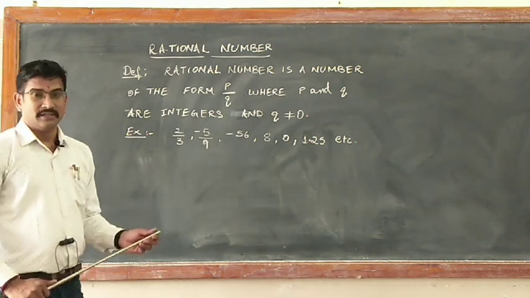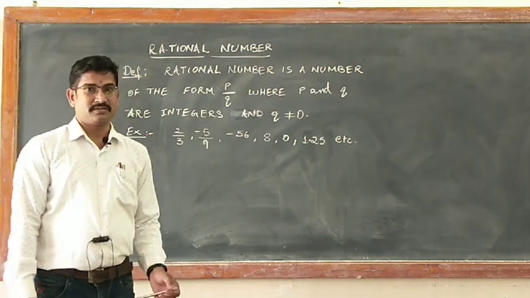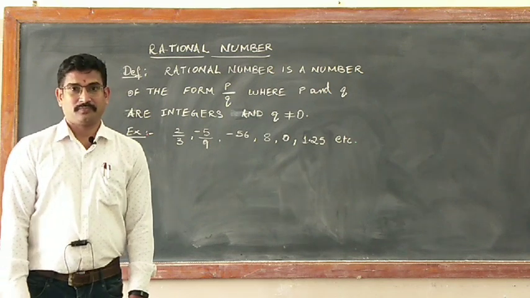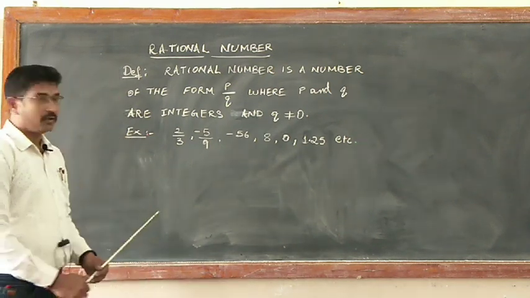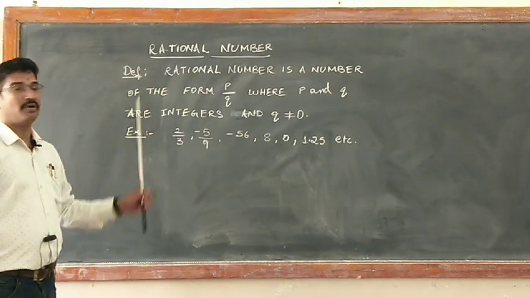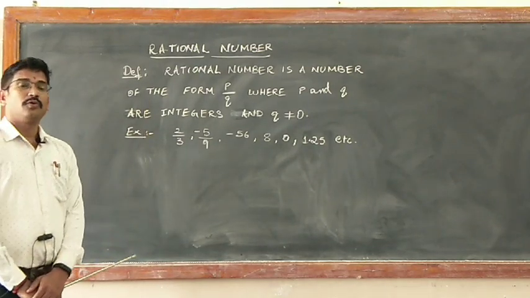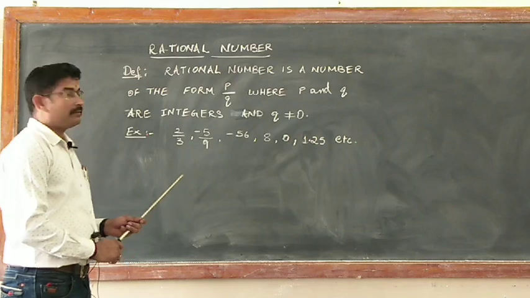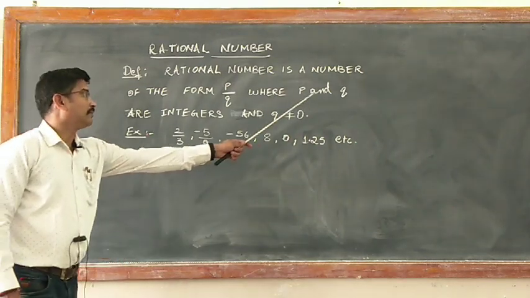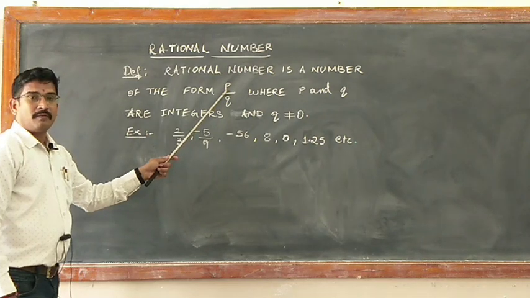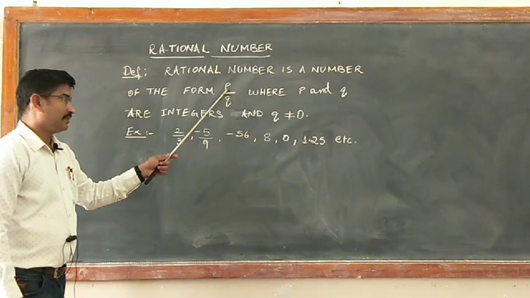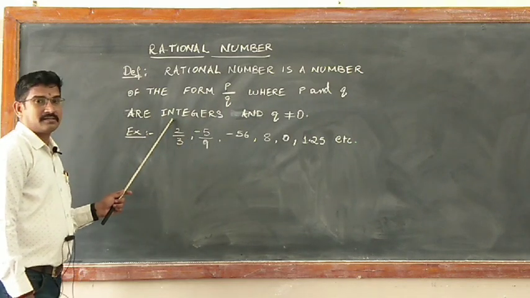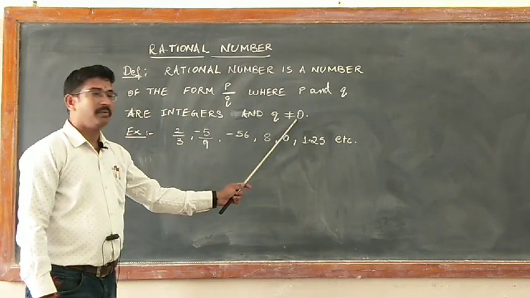Students, yesterday we have learnt various types of numbers and we have learnt the definition of a rational number. Today we are going to continue from the definition of rational number. You know, a rational number is a number of the form p by q, where p, that is the numerator, and q, the denominator, are integers where q should not be 0.